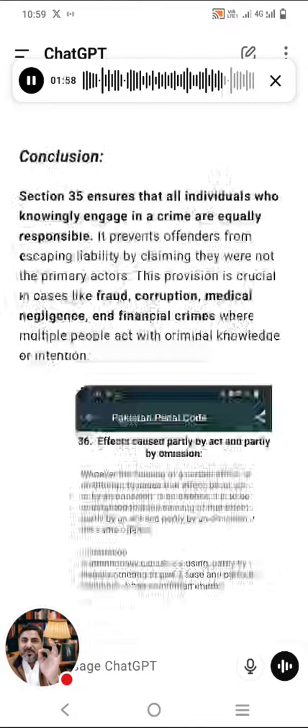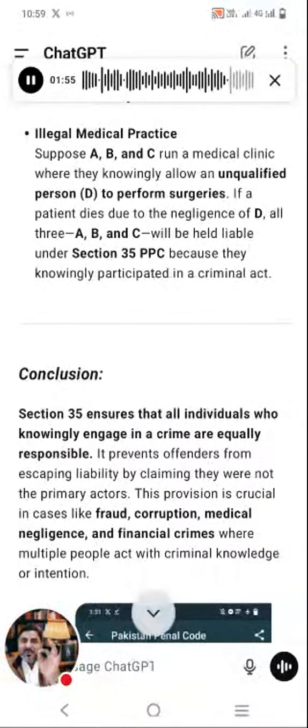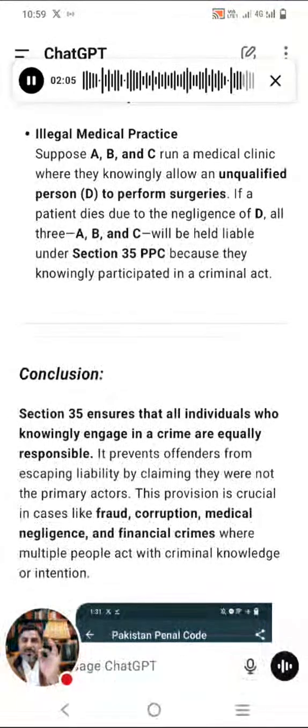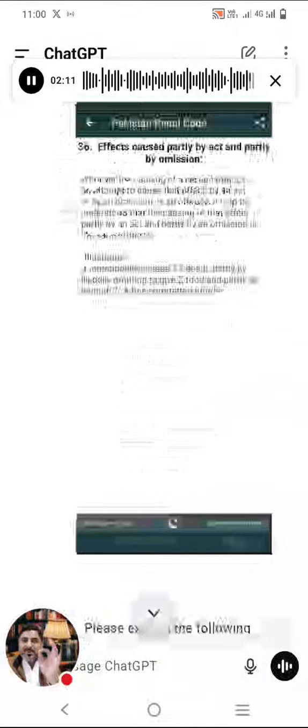Conclusion. Individuals who knowingly engage in a crime are equally responsible. It prevents offenders from escaping liability by claiming they were not the primary actors. This provision is crucial in cases like fraud, corruption, medical negligence, and financial crimes. Multiple people act with criminal knowledge or intention.